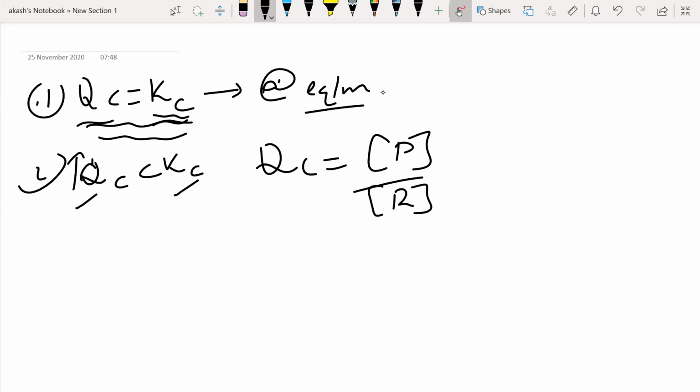Why should I increase the value of QC? Because I want to reach equilibrium. Only if I increase the value of QC, at some point of time, it is going to become equal to Kc. Is it not? Again, I repeat.